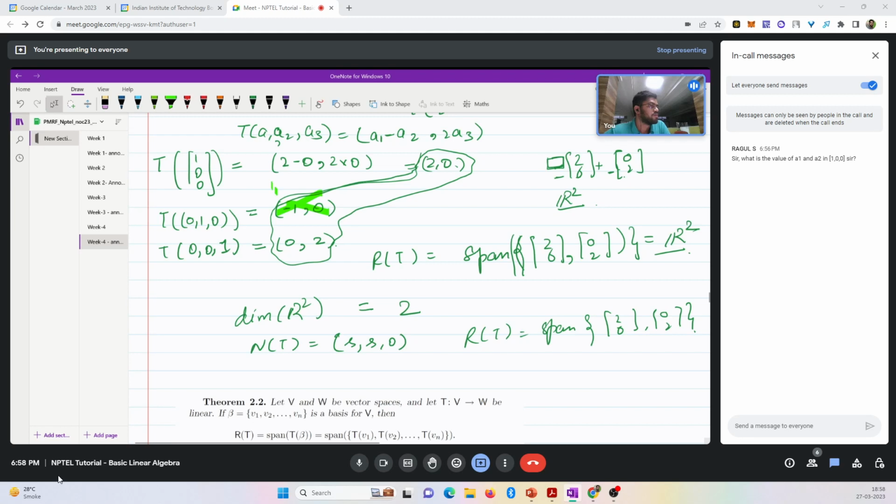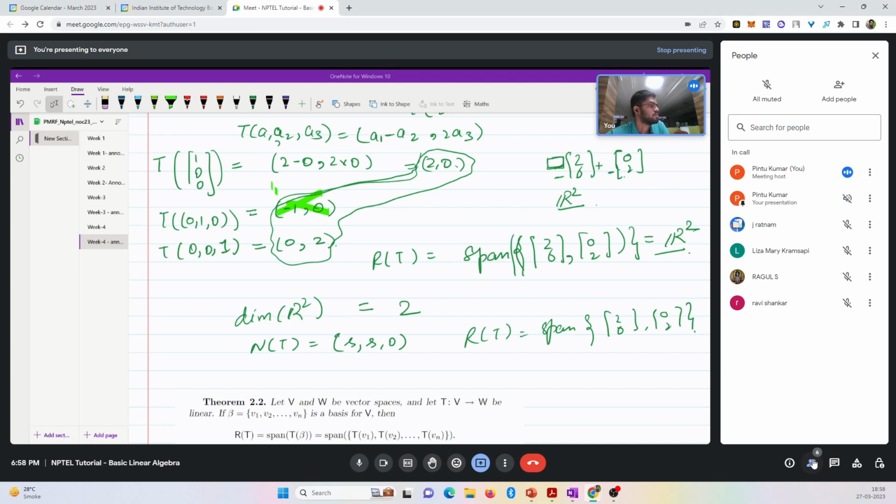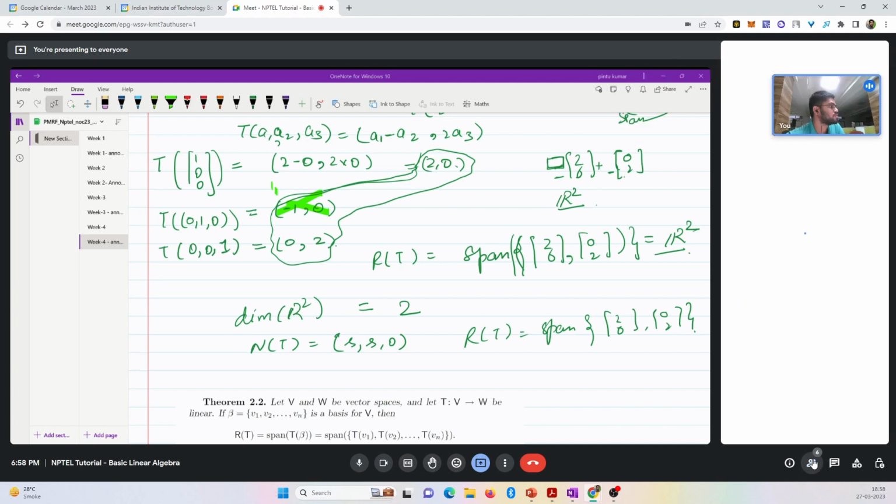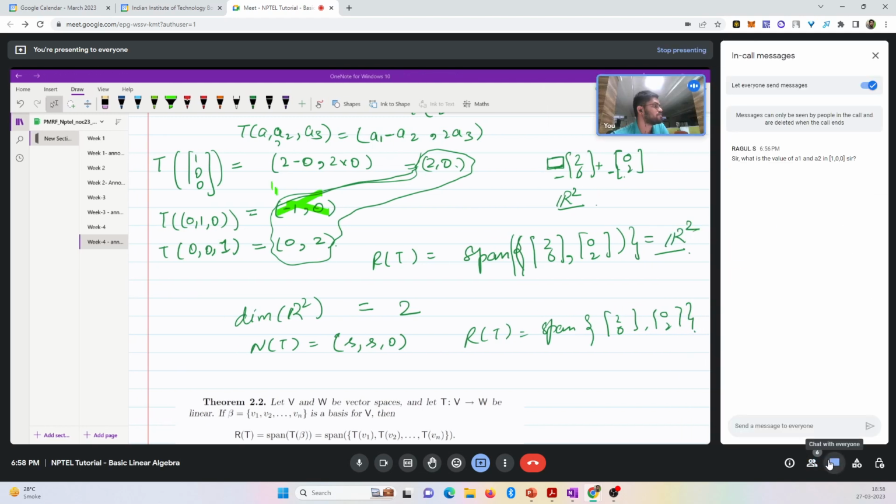Was it clear to everyone, please? If you respond, then I'll be able to help you better. If it is not clear, you can either type in the chat box or unmute yourself. I'll wait for 2 minutes to see if it is clear or not.